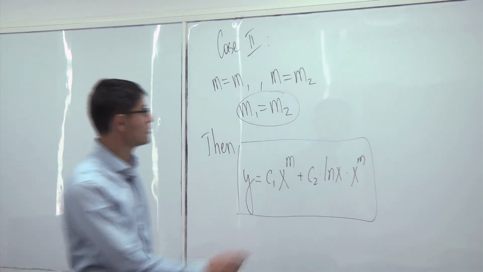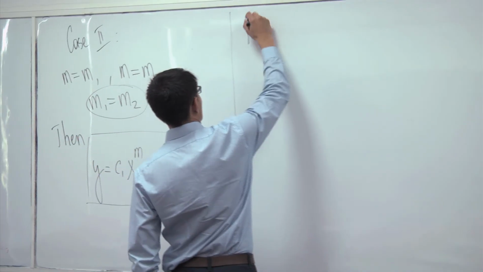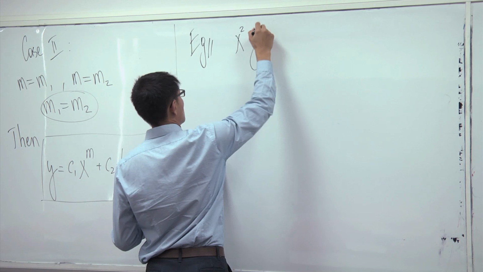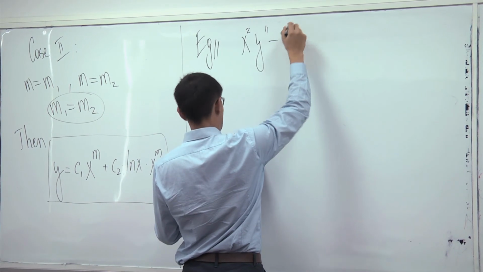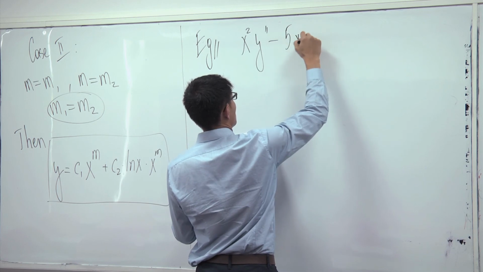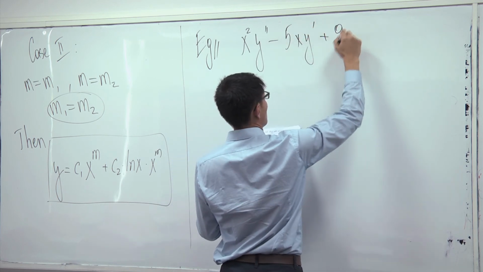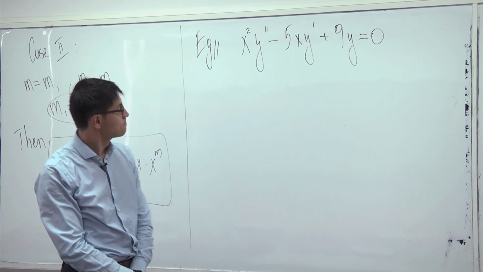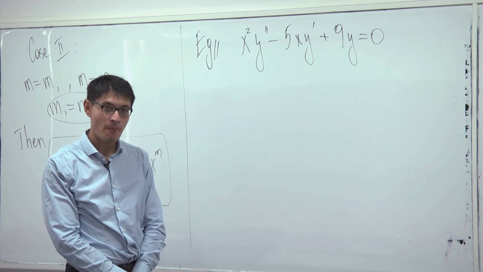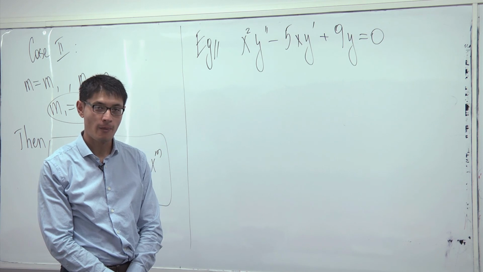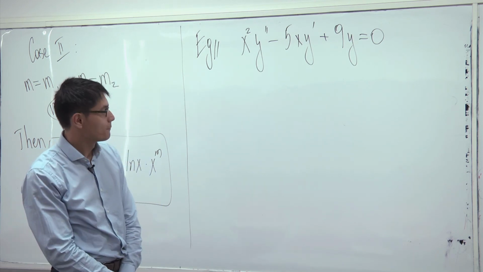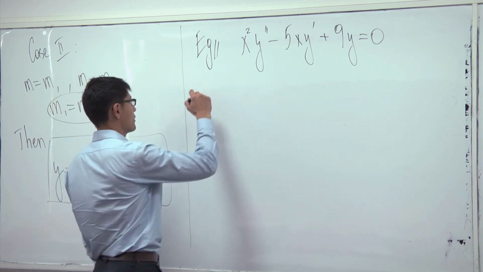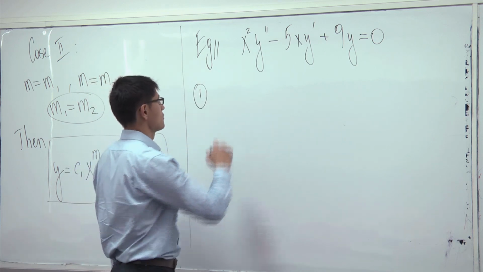Let's look at an example. Let's say you're asked to solve this equation. Why don't you take a second and see if you can solve it on your own. Okay, let's try it together. This is a Cauchy Euler equation. So the first step is to solve the characteristic equation.